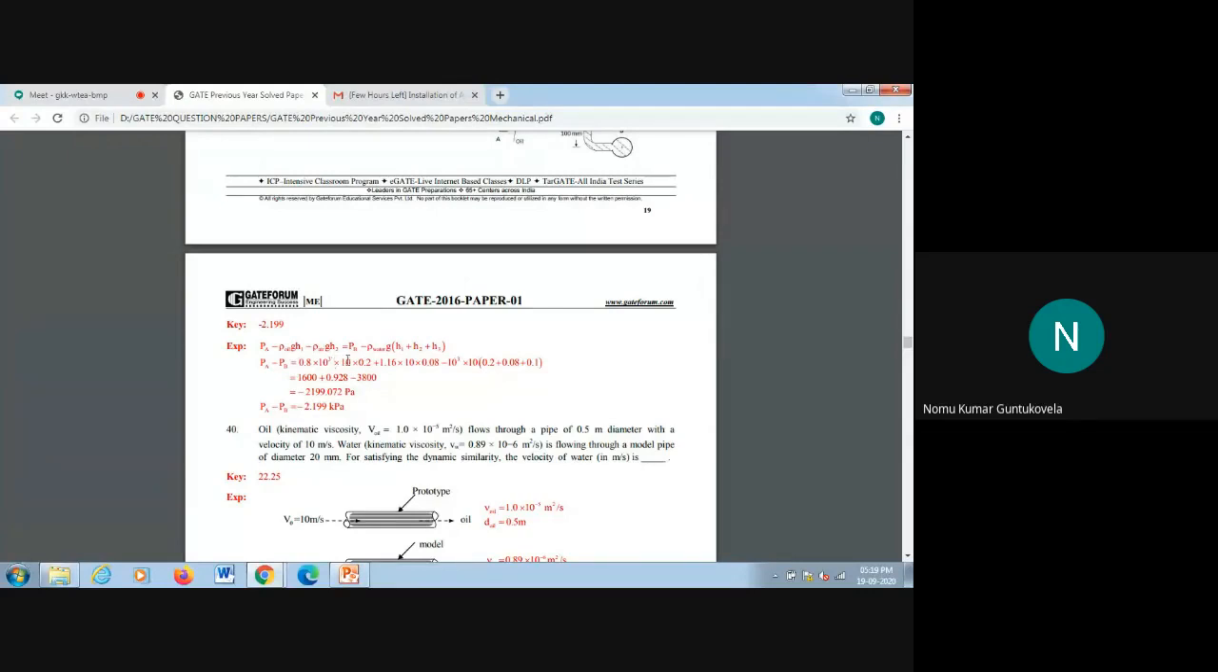Okay, so like this we are substituting: density of oil, gravitational acceleration, and h1, minus density of air, gravitational acceleration, h2, equals density of water. Like this we are substituting. And here we will get the answer that PA minus PB equals minus 2.199 kilopascal. The minus sign indicates that the pressure is vacuum pressure.